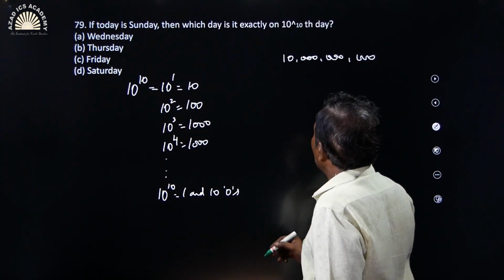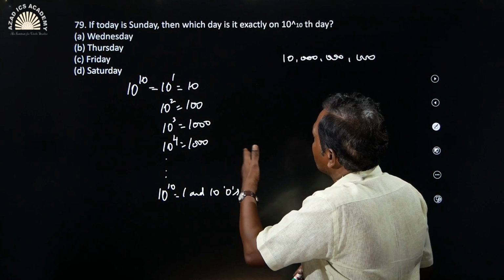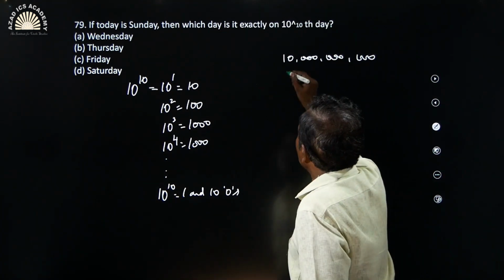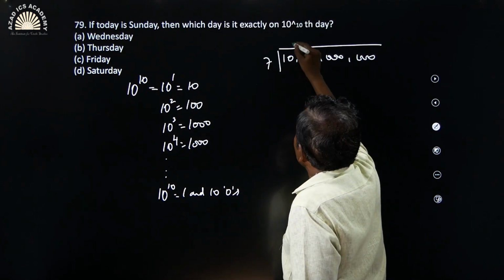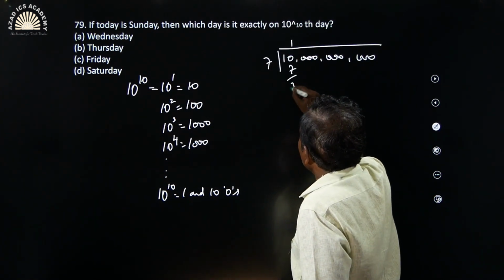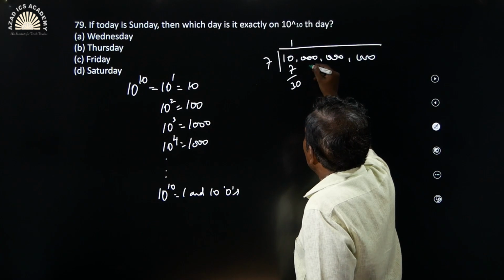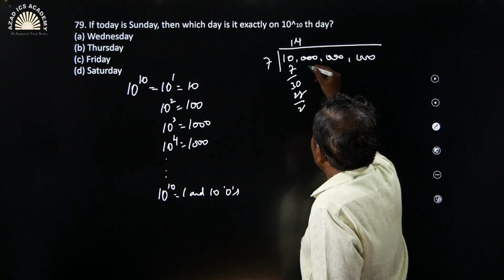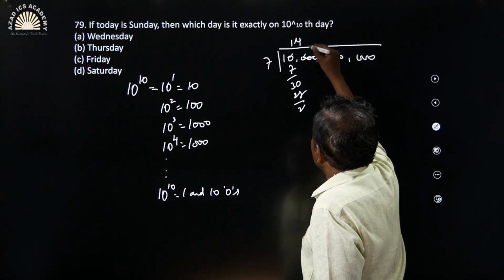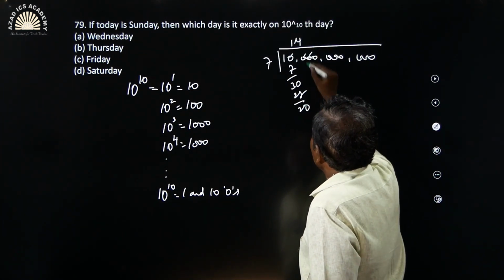Right. Now, how many weeks? It said that you have to count the odd days. Odd days is what? Divisible by number of weeks. 7 1s are 7, 3 0. Then 7 4s are 28, 2, and this is done. This is done. Now this is done.